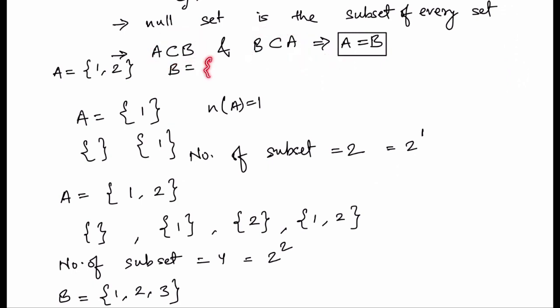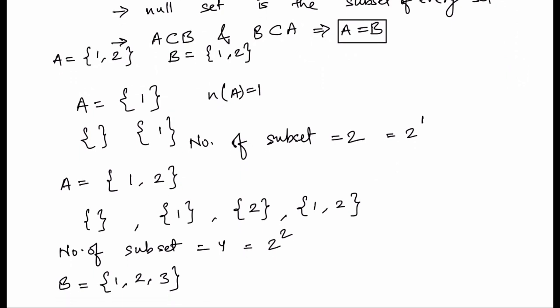So let's say B has elements 2 comma 1, or you can write 1 comma 2, because we have to fulfill both conditions. A is a subset of B means all the elements of A are present in B. B is a subset of A means all the elements of B are present in A. Yes or no? So by default we have to consider the same elements. By the definition, we get A equals B. So we need not write this.